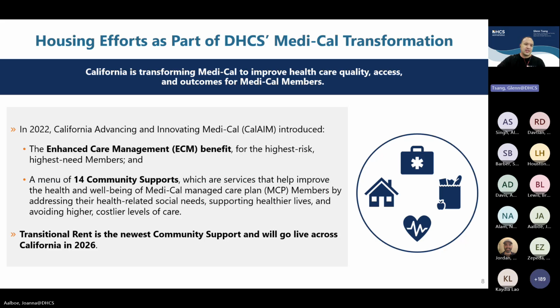So as a little context setting, DHCS, we have recognized and worked to address this critical connection between stable housing and health for Medi-Cal members. With the 2022 launch of our Enhanced Care Management Benefit, ECM for short, and Community Supports, DHCS deepened its focus on members experiencing homelessness, one of the highest risk and highest need populations in the state. Transitional rent builds on these efforts by providing a targeted, time-limited benefit designed to prevent adverse health outcomes and to serve as the first step in connecting an individual with long-term housing.